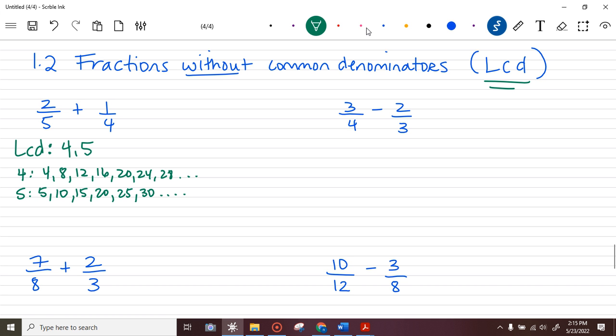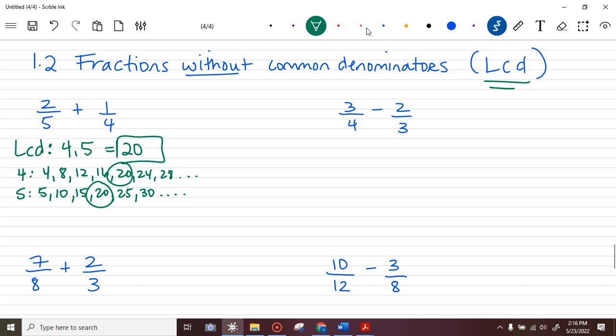Then for fives, you have 5, 10, 15, 20, 25, 30, and then dot, dot, dot. Once you build the list of the two multiples, right? Multiple meaning 4 times 1, 4 times 2, 4 times 3, 5 times 1, 5 times 2, 5 times 3. You look for the number that's in both lists and it's the smallest. So this one looks like it's a 20. So the LCD between 4 and 5 is 20.